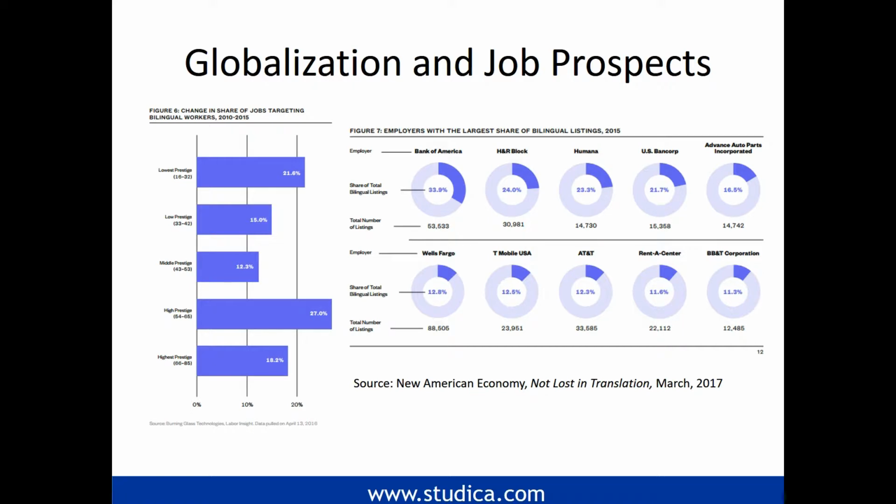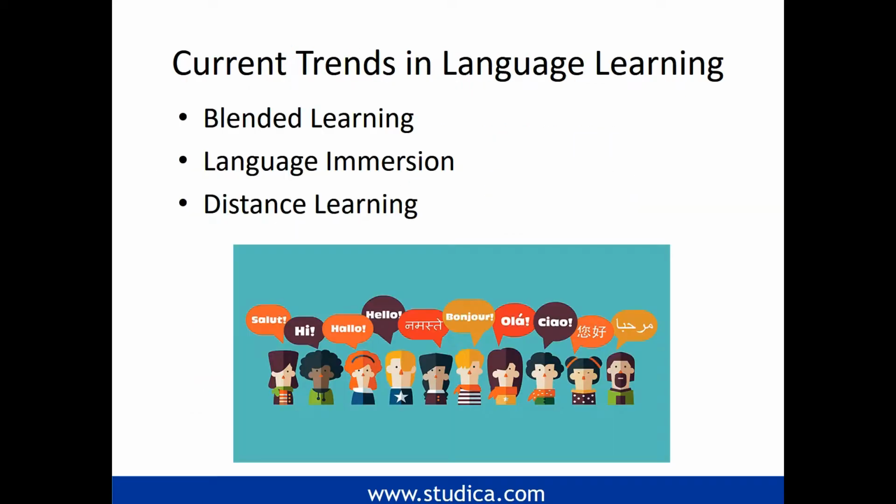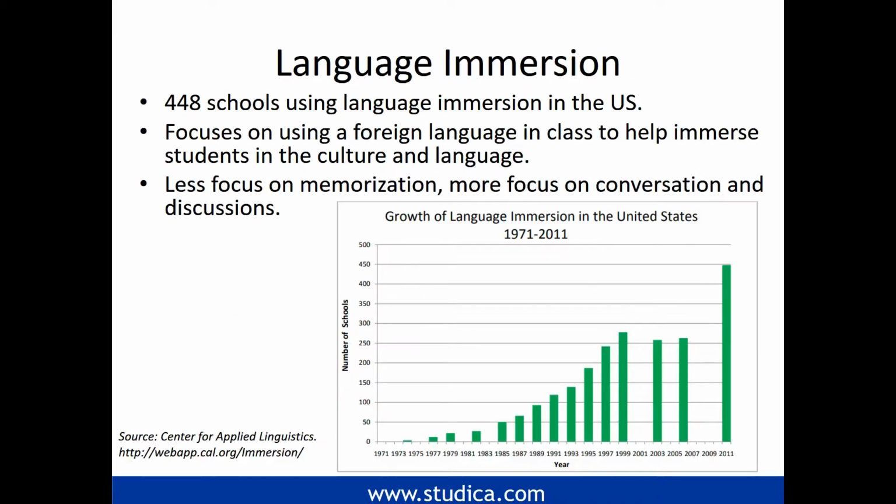And so setting up your students with a comprehensive language learning program will help ensure them success in their professional lives as well as their academic lives. That's kind of the upshot of these slides here. So now that we have a picture of why it's important to be teaching students a second language, let's look at a couple of trends that are currently being used all across the world where languages are being taught. We'll take a look at blended learning, language immersion, and distance learning.